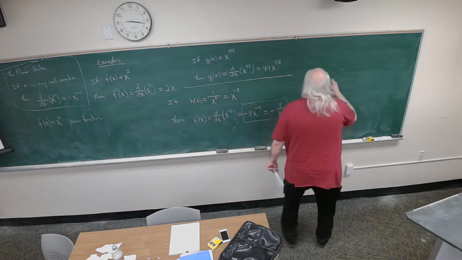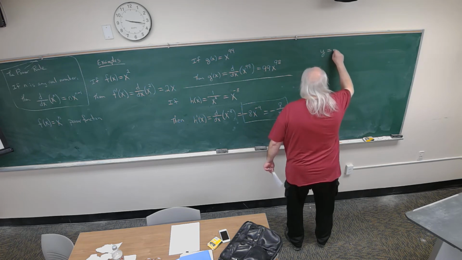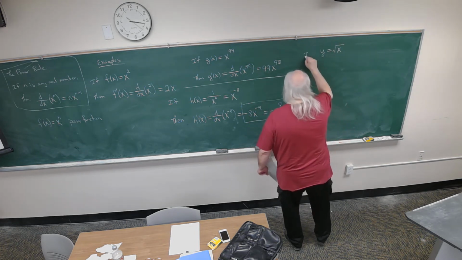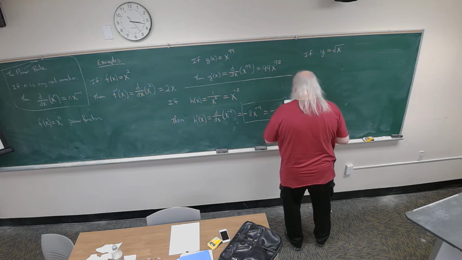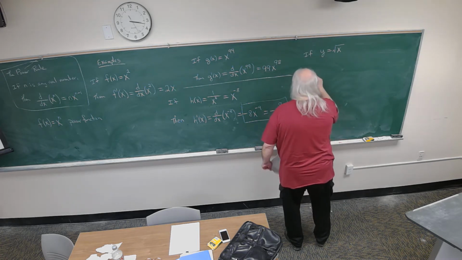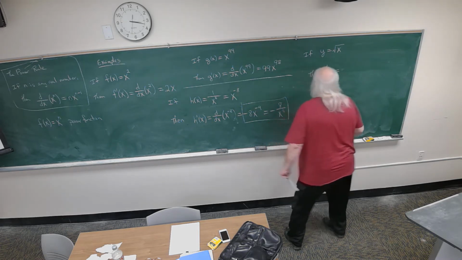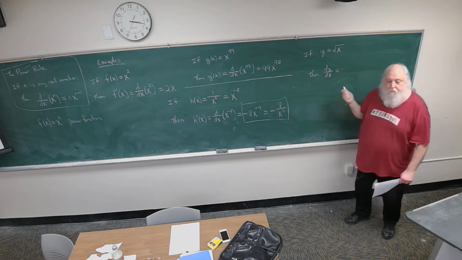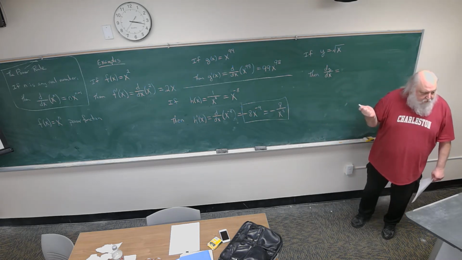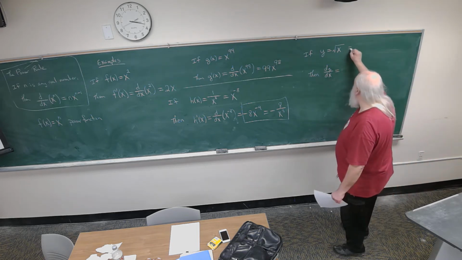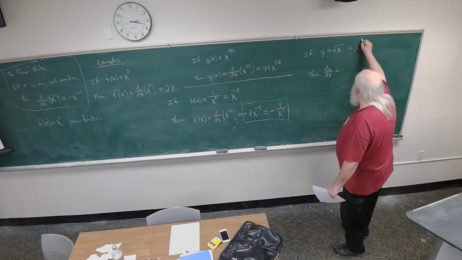Next, we have y is equal to the square root of x. So if y is equal to square root of x, then the derivative of y with respect to x, before we find the derivative, we have some work to do. How do we rewrite square root of x? Yep, x to the 1/2.